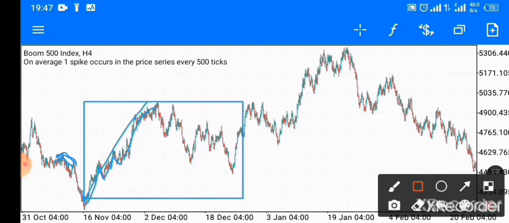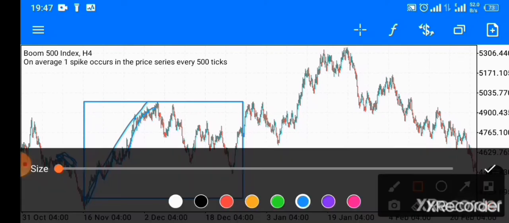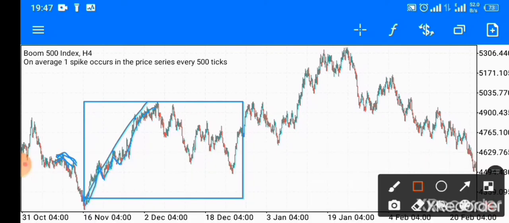Okay, so here our main structure is what? Is broken to the upside here and here, right? So since this one's got broken, yeah, we're biased that this is a buy trend. So within this structure, this bullish structure here, we're also gonna notice what?